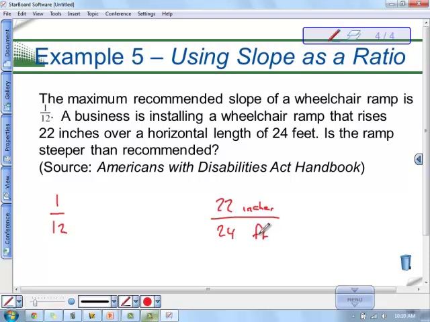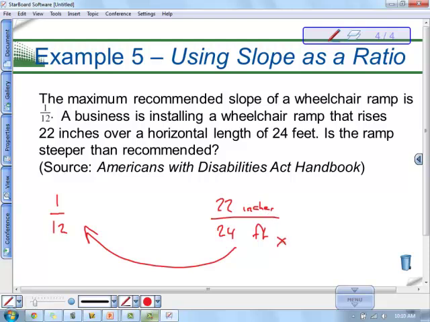Now, as of right now, I've got a ratio. I don't have a rate of change. I have a ratio because I'm comparing two quantities, inches to feet. I need to get a rate of change, when you compare the same quantity, up 4 inches to every 5 inches that you run or something like that. I need to get the same units. So let's go to inches.